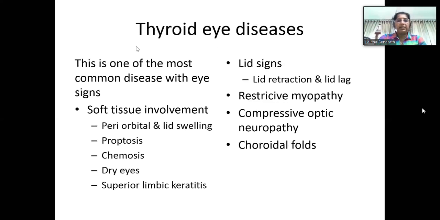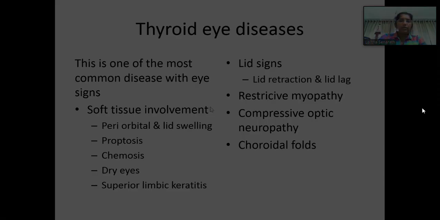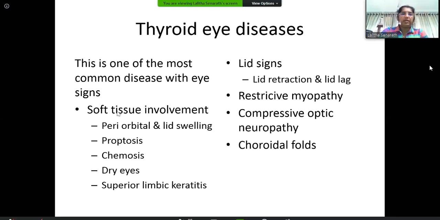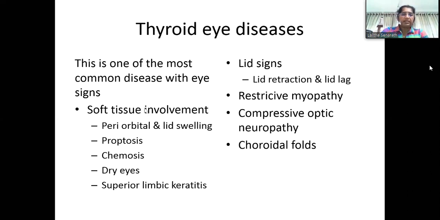The thyroid eye disease is one of the most common diseases which can affect the eye, because it can be euthyroid, hyperthyroid, or hypothyroid. Therefore, in this systemic disease, there is soft tissue involvement of the orbit, which is the most common pathogenesis of thyroid eye disease. There may be periorbital swelling, lid swelling, proptosis, chemosis, dry eyes, and superior limbic keratitis. Because of the dry eyes, they get superior limbic keratitis.